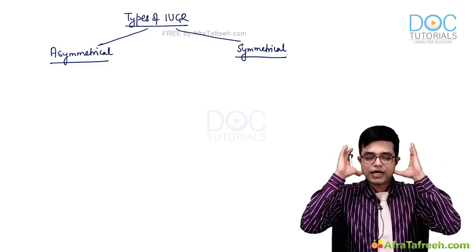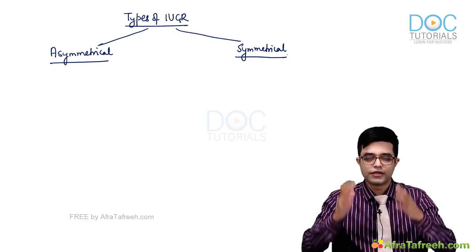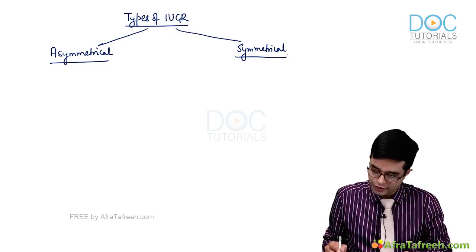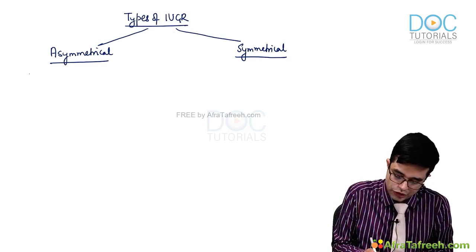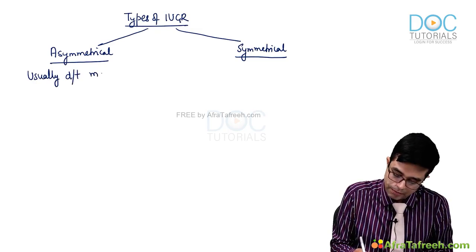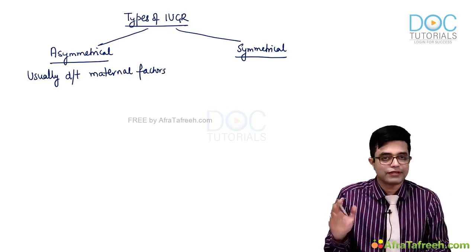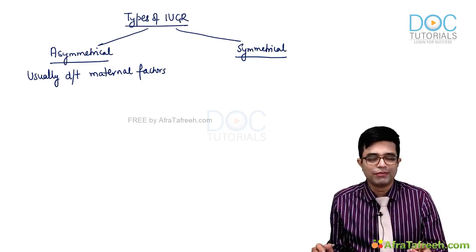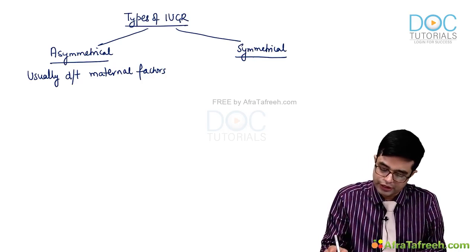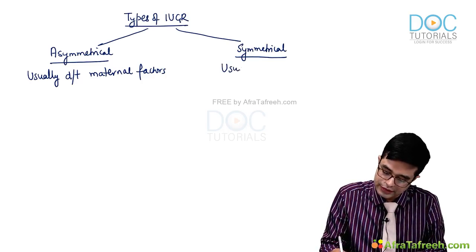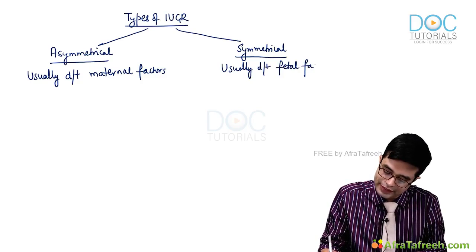Asymmetrical is very simple: large head, small body. Symmetrical: small head, small body. Right? So for asymmetrical IUGR, what are the points that you need to remember? This occurs usually due to maternal factors. The baby itself is otherwise fine, with causes like preeclampsia or placental abnormality. So decreased uteroplacental flow will produce asymmetrical IUGR, whereas symmetrical usually occurs due to fetal factors. The fetus itself is diseased and not growing.